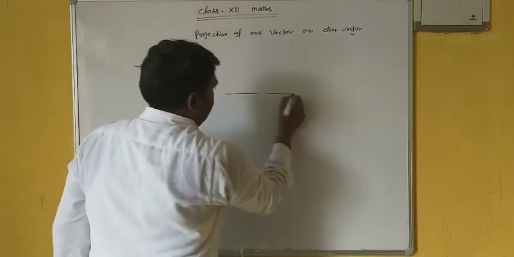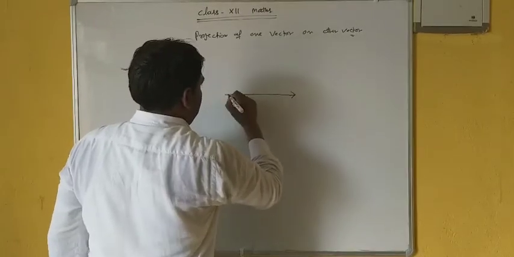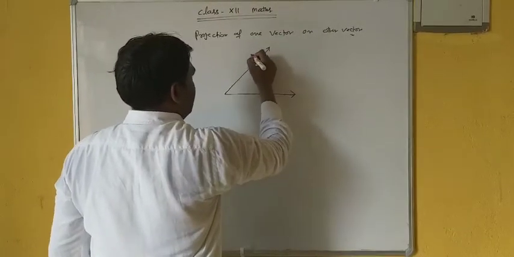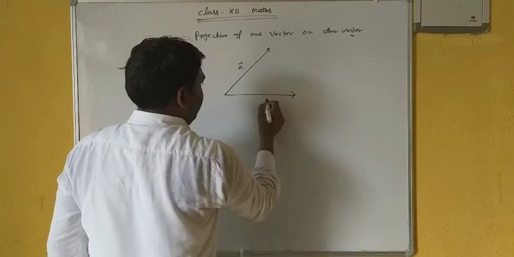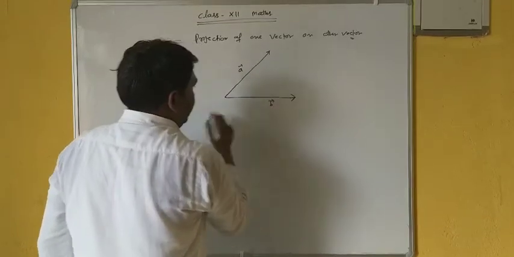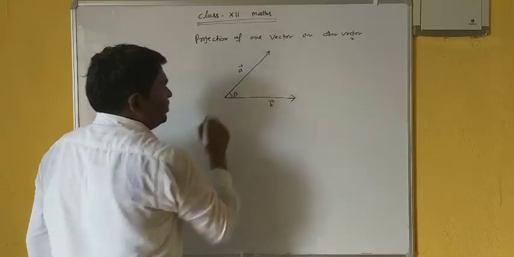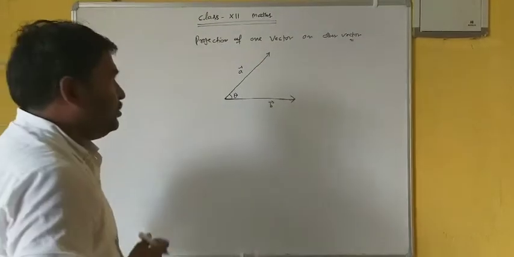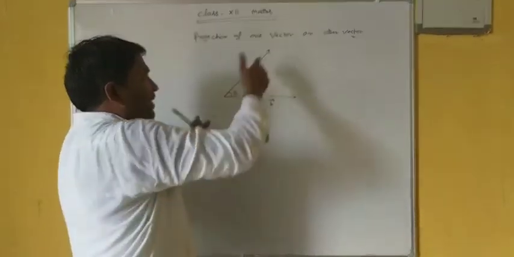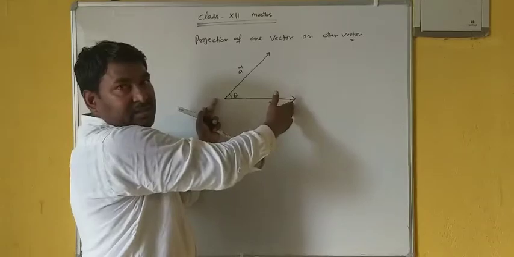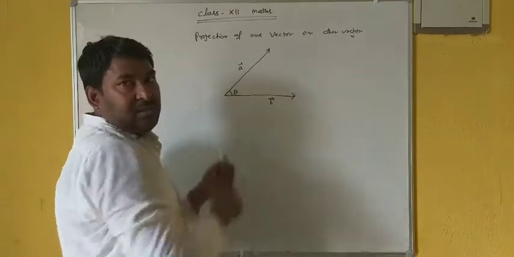See, let A and B be two vectors. The angle between them is theta. Okay. So, if we want to find the projection of vector A on vector B, then how? Just see.